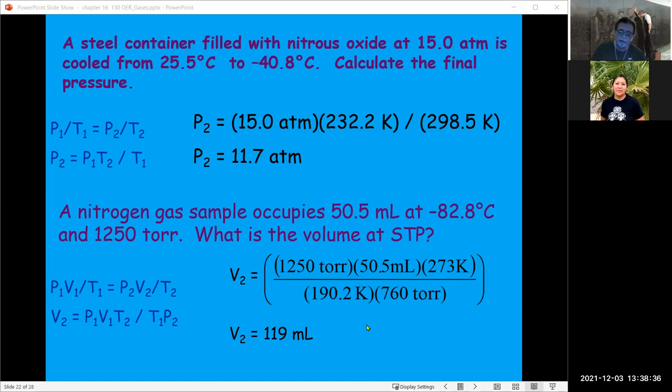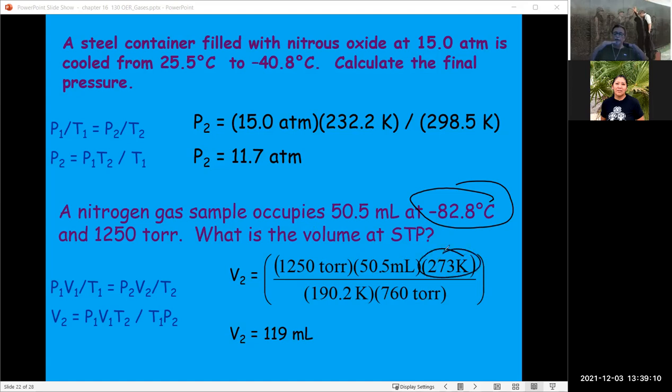Now, does that number make sense? So think about this for a second, okay? You start off at negative 82.8 degrees Celsius, and by doing that, you change your new temperature to 0 degrees.